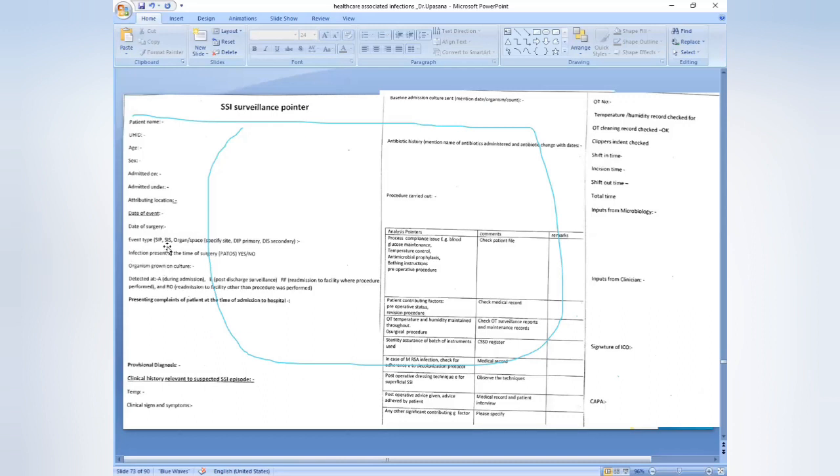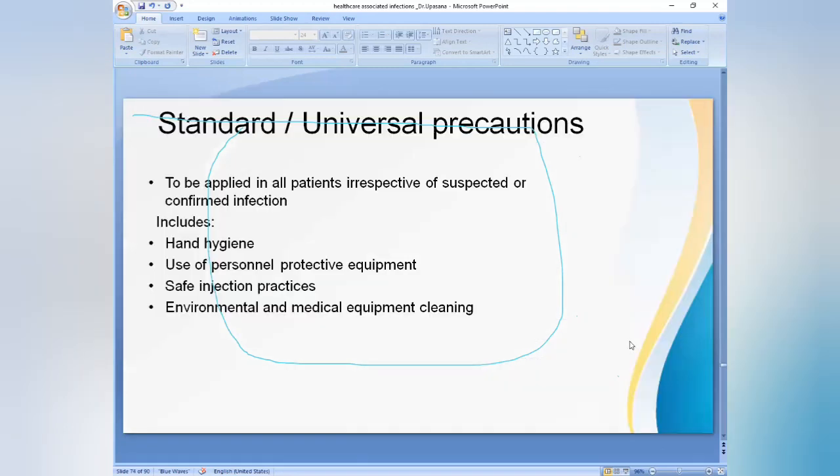How do we label it as superficial or deep? What were the pointers, the baseline culture, the antibiotic therapy given, the procedure carried out, and the clippers that we added? What are the inputs from the microbiology and the clinician side? Why did the patient develop surgical site infection? What were the corrective and preventive actions?